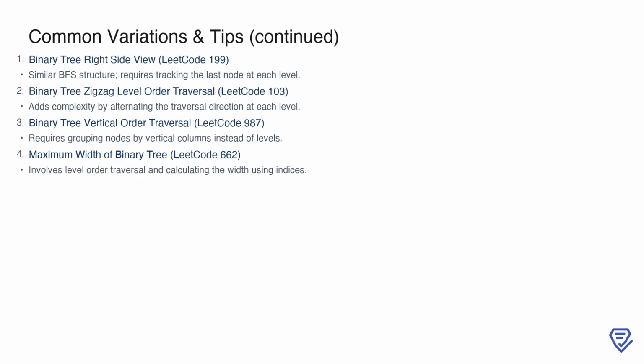Lastly, the maximum width of binary tree problem, LeetCode 662, involves using level order traversal to calculate the maximum width of the tree based on node indices. These problems highlight how foundational level order traversal is and how it can be adapted for various scenarios.